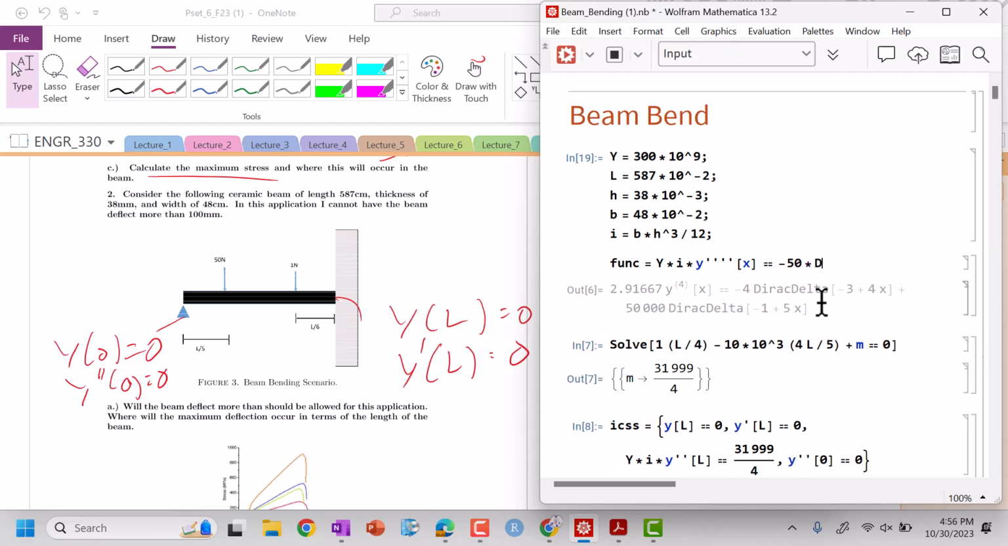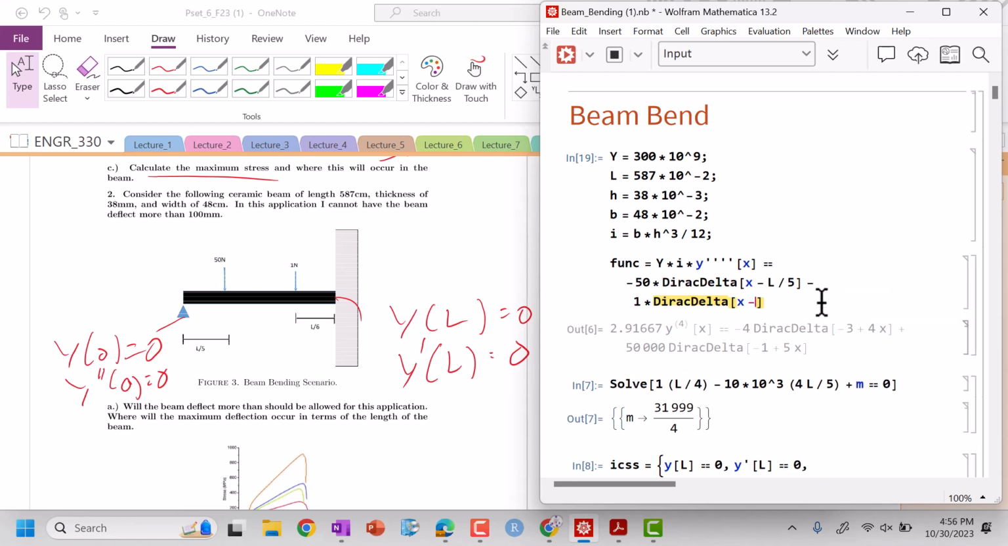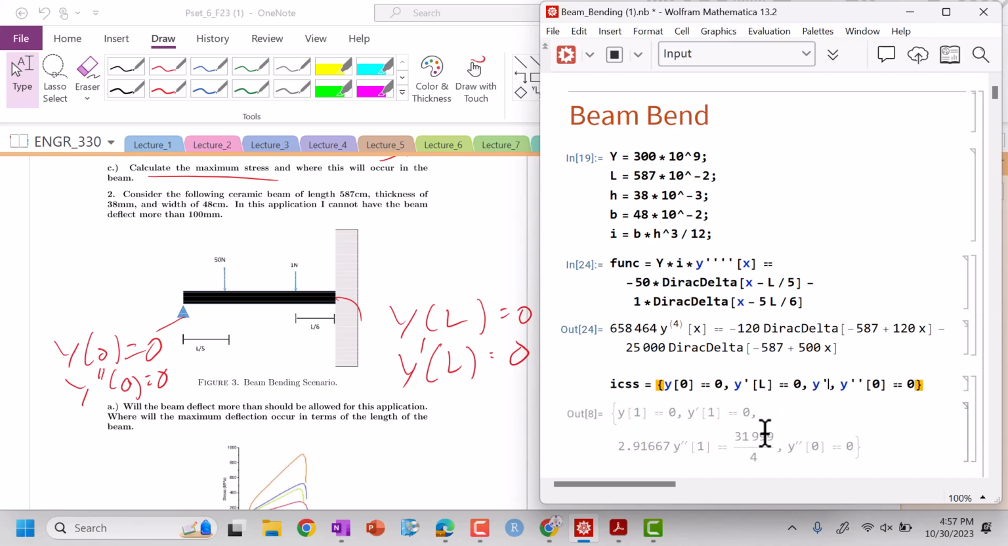minus 50 times Dirac delta of x minus L divided by 5, minus 1 Newton times Dirac delta of x minus 5L over 6. So that'll be our function here. Let's set our boundary conditions. So y of 0 is going to be 0. y prime of L will be 0. We can also have y of L equals 0. And we can also say that y double prime of 0 equals 0.